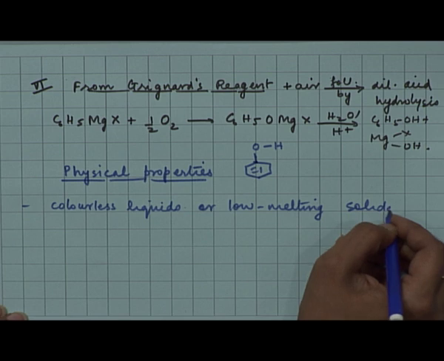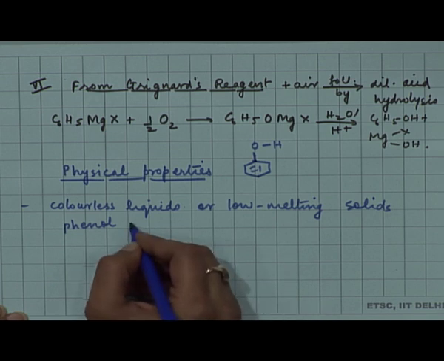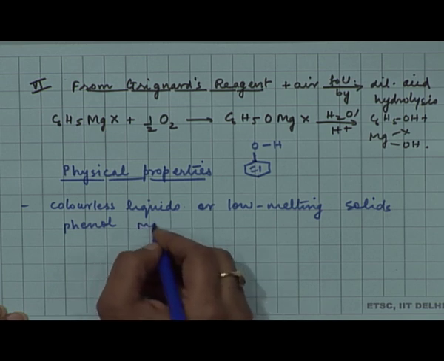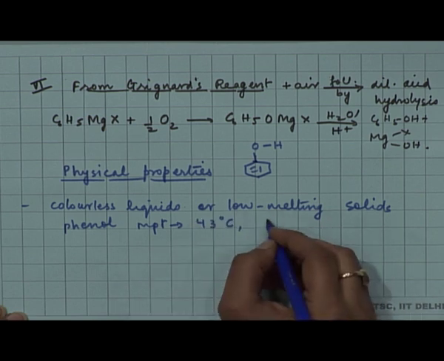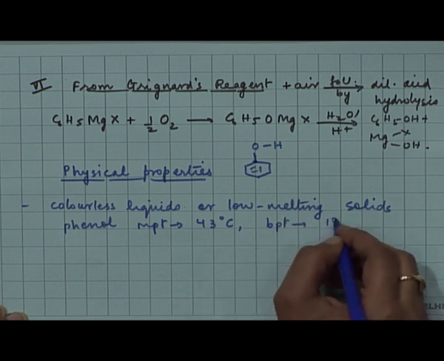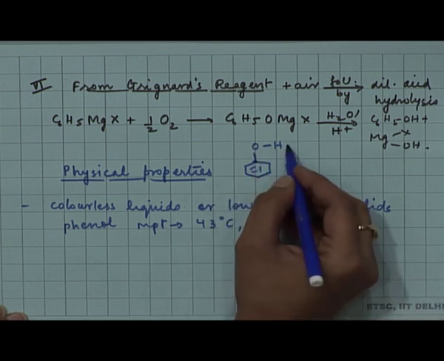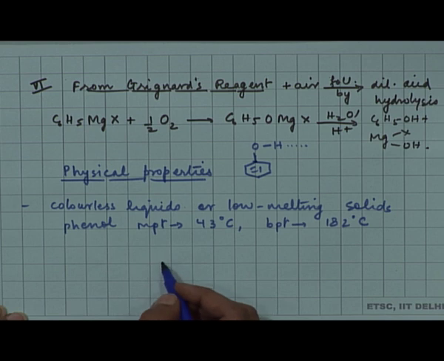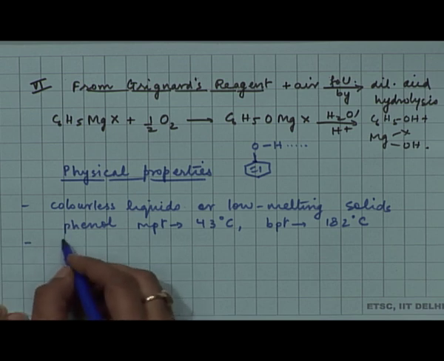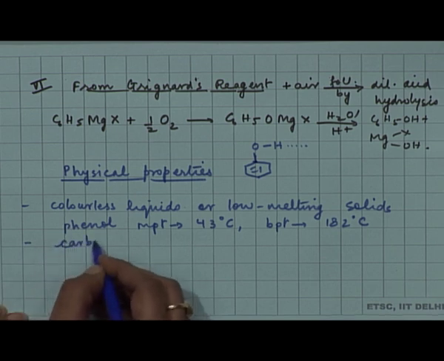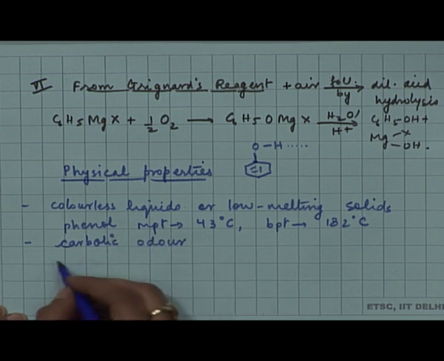So, if you look at a phenol for that matter, simple phenol unsubstituted, it is a solid with a melting point 43 degrees centigrade. It is a low melting solid, but it has a high boiling point of 182 degrees centigrade, and the high boiling point you can imagine can be attributed to the hydrogen bonding property of this molecule which we discussed earlier. The other thing they possess is a typical carbolic odor.